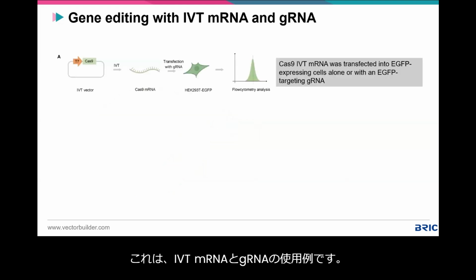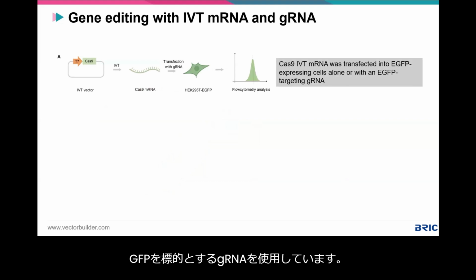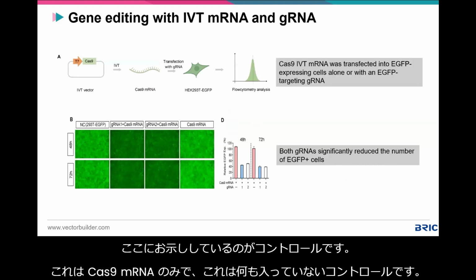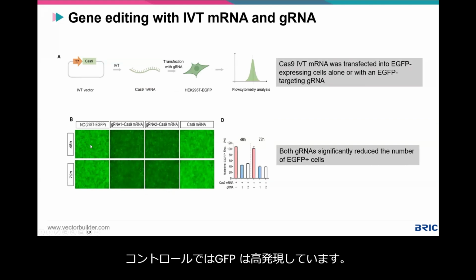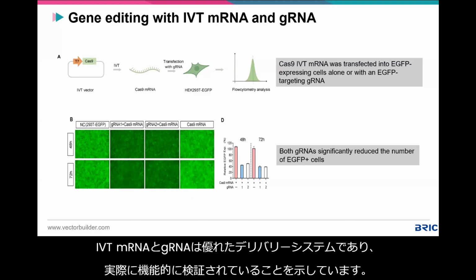And here's an example of how we've used IVT mRNA and guide RNA for gene editing. Similar setup, human embryonic kidney cells expressing GFP. We have targeted the GFP here with guide RNAs. And as you can see, these are our controls. This is just Cas9 mRNA, and this is control without anything. The GFP expression is pretty high, as you can see here as well. And in both guide RNAs, GFP expression is reduced, indicating that IVT mRNA and guide RNA is a good delivery system and is actually functionally validated.